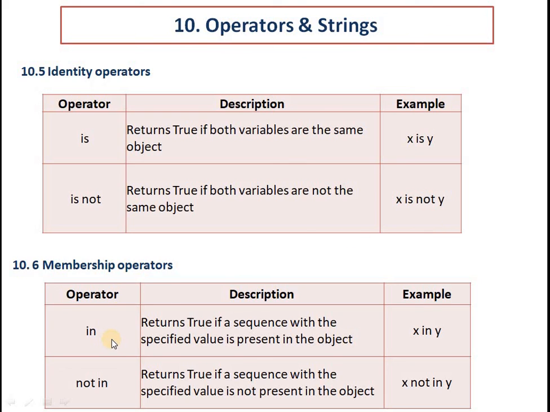Membership operators: in, not in. It returns true if a sequence or a specified value is present in the object, x in y. It will check whether any part of the value in x is present in any part of the value in y. It will return true in such a circumstance. Not in, x not in y. It checks whether any part of the value in x is present in any part of the value in y. If so, it will return true, or else it will return false.